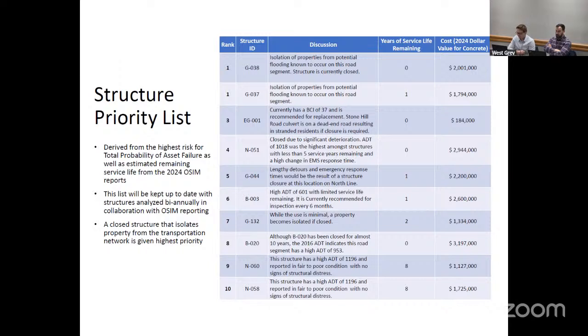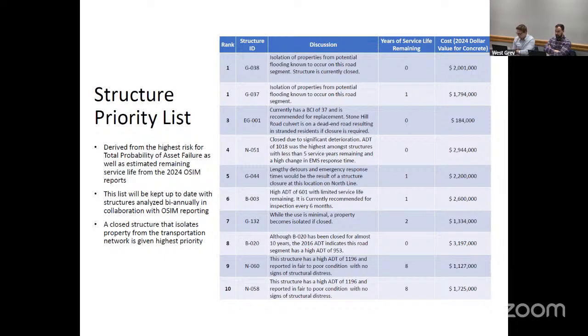For structures N51 and B003, these structures both have a high ADT, indicating that they will be important to the transportation network, and they are limited or currently closed. G44 has lengthy detours and emergency response times if the structure was to become closed. I believe that one is going to be repaired this year. G132, similar issue to EG001. G132 just has a couple of years of service life remaining, so that's why it's down at 7.